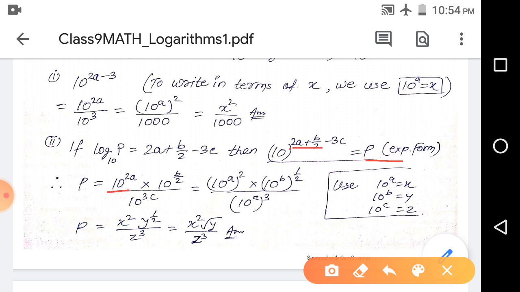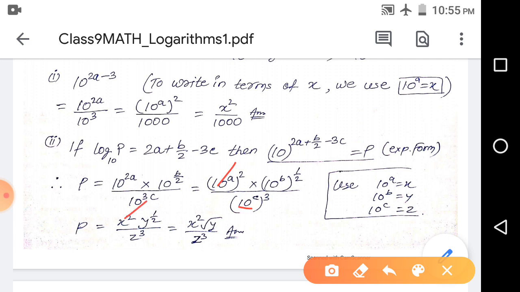So 10 to the power 2a, 10 to the power b by 2, and divide by 10 to the power c, because here minus 3c is there. So divide by 10 to the power 3c. Now for this 10 to the power 2a, we can write (10 to the power a) whole square. For this 10 to the power b by 2, we can write (10 to the power b) whole power 1 by 2. And for this 10 to the power 3c, we can write (10 to the power c) cube, that is whole power 3. Now we know that this 10 to the power a means x.